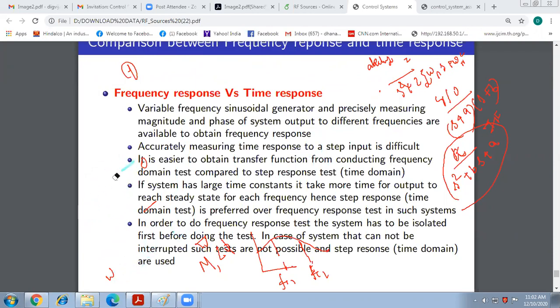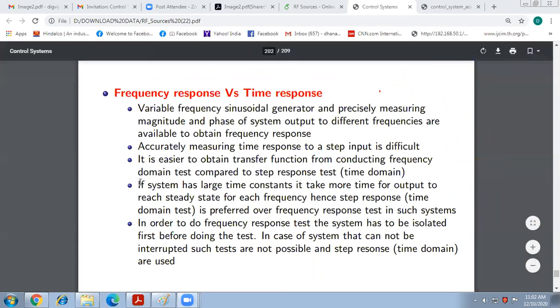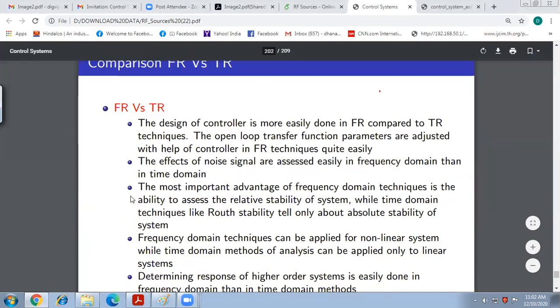But this too remains at the core. All that is written here. Accurately measuring time response to a step input is difficult. Then all the rest you have to read. So there are these advantages of one above another. So many I have collected. Yeah, this is also important.